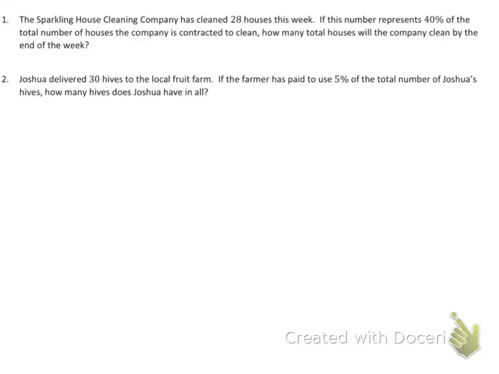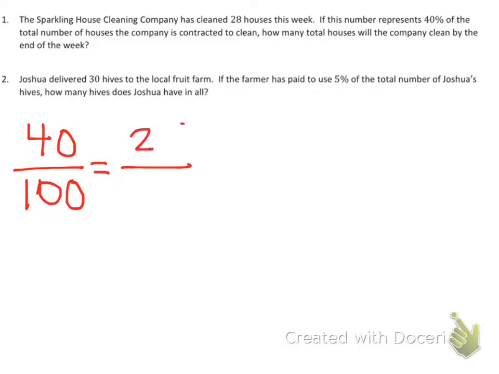Done. Okay, number one, the Sparkling House Cleaning Company has cleaned 28 houses this week. And if this number represents 40% of the total number of houses the company is contracted to clean, how many total houses will the company clean by the end of the week? So I'm going to use the percentage 40%, means 40 per 100, and that's equal to another part to whole ratio. The 28 houses cleaned this week is the part of the houses that have been cleaned, so the 28 goes on the top. So that's the part, we got to find the whole.